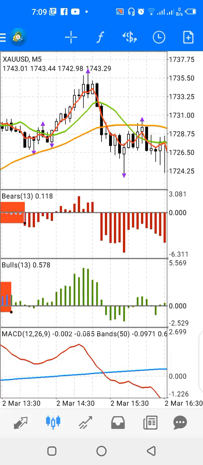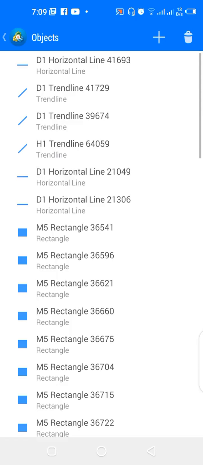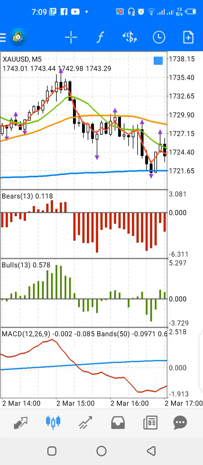Then for indicator window 3, when the red line crosses below the blue line, look for selling opportunities. When the red line crosses above the blue line, look for buying opportunities. So that's that for this strategy.